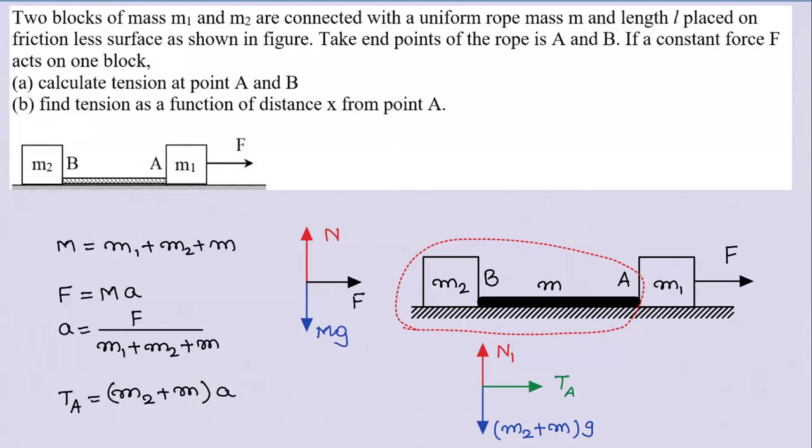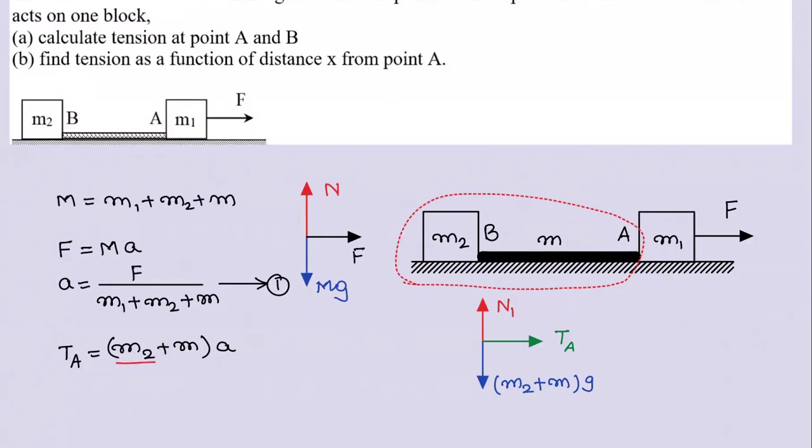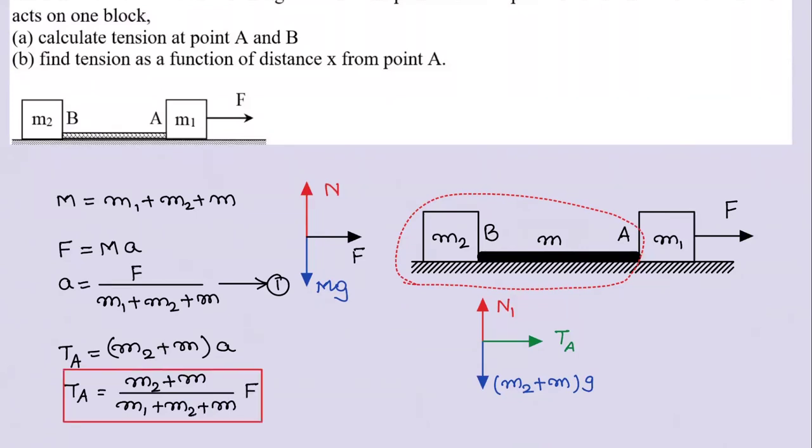Let us consider this equation as 2 and put the value of acceleration from equation 1 in this equation. Now TA is equal to (m2 plus m) by (m1 plus m2 plus m) into F. This is the TA. This is part A.